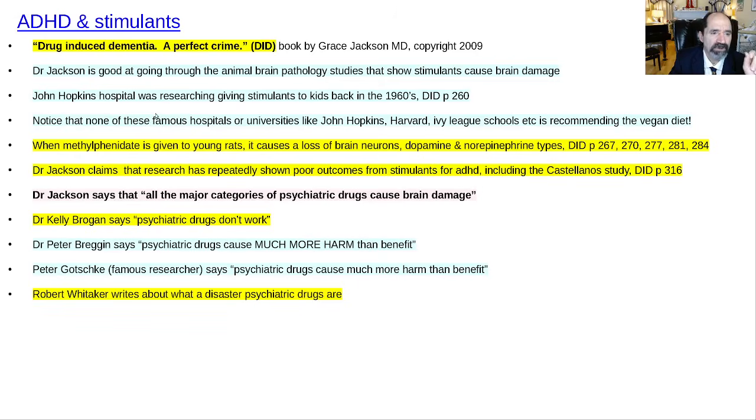There were Johns Hopkins Hospital researchers giving stimulants to kids back in the 1960s. It's insane. And why would I say that's insane? Anybody who watches my shows probably has studied the vegan diet, that it has incredible benefits for people. And how come none of these universities is promoting the vegan diet? I'm not aware of a single university doctor, not one, who promotes the vegan diet. There might be a few rare ones nowadays, but I've never seen one of the famous nutrition experts come from a big university. Never. Not once.